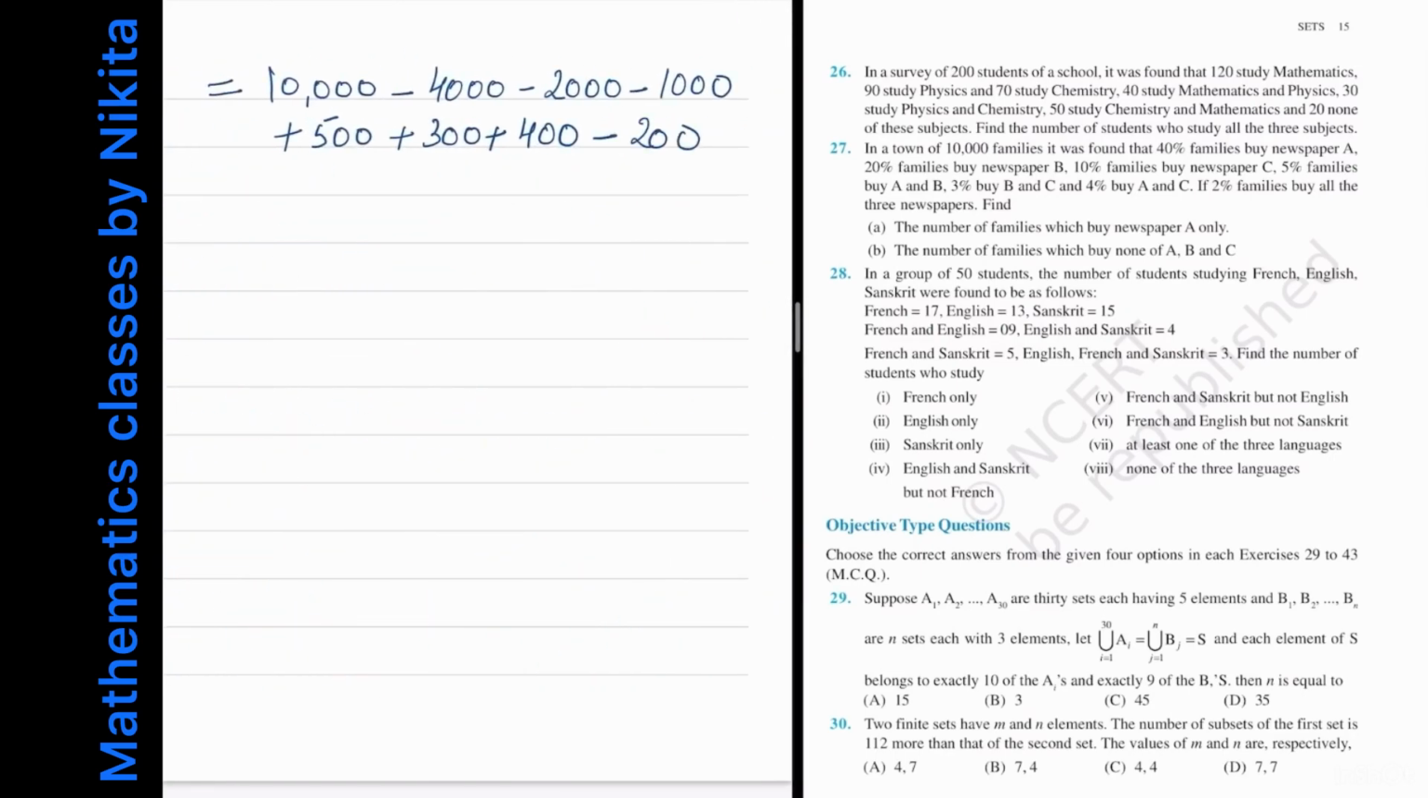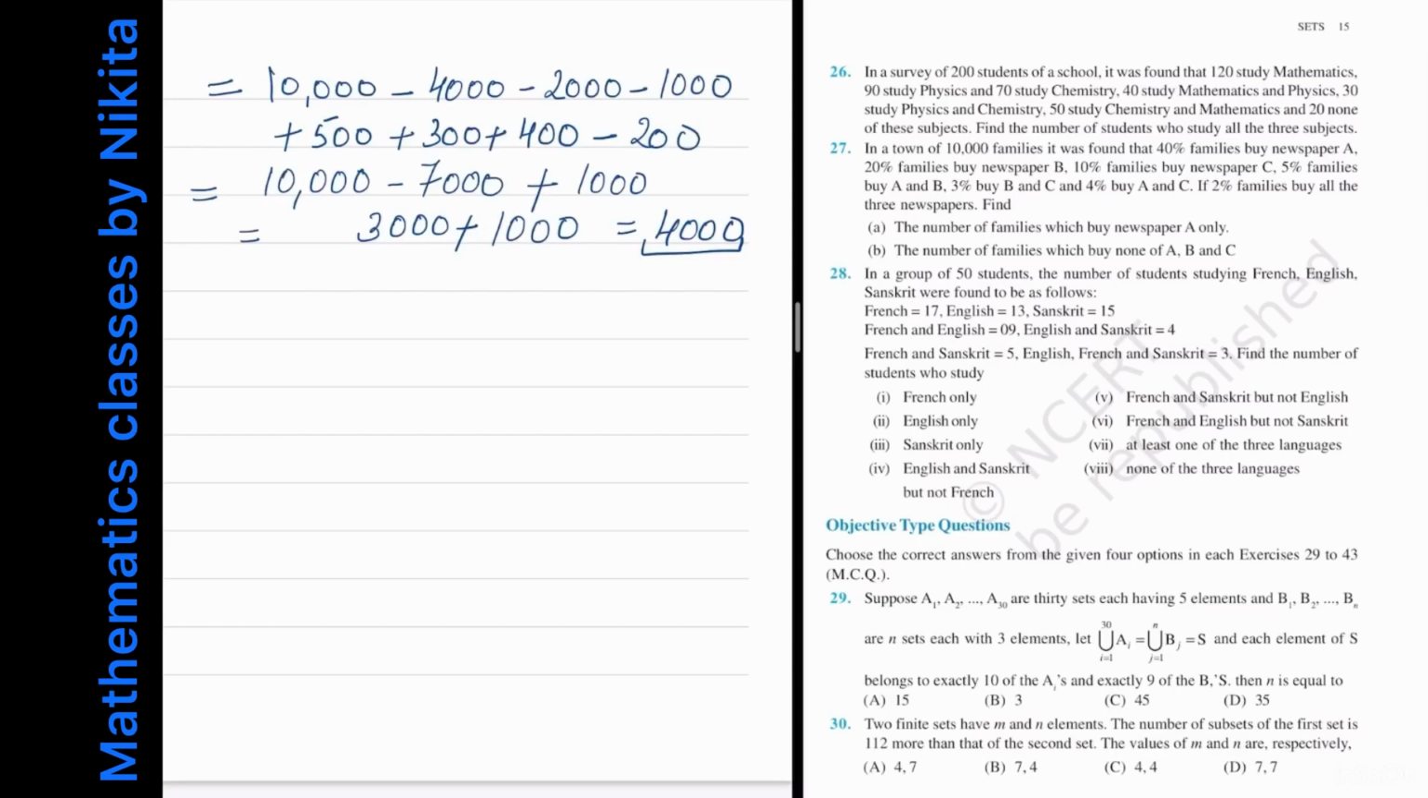Okay, and this is equal to 4 plus 2 is 6, 7, so minus 7,000, then plus 5 plus 3 is 8, 8 plus 4 is 12, 12 minus 2, 1,000. So this is equal to 3,000 plus 1,000, which is equal to 4,000. So this is your answer.